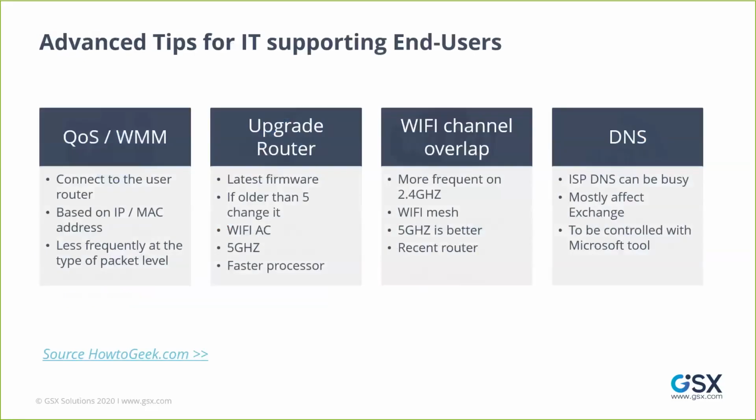So the next tips are a bit more advanced. Probably most of your users won't be able to do that alone, but they can really help. The first one is QoS again, the quality of service. What we've seen for the IT infrastructure can also be done at home. For that, you need to connect to the router, and you can enable it. It's usually based on your IP or MAC address, so it will prioritize the video conference from one laptop over the rest of the house. It can be really important when you work.